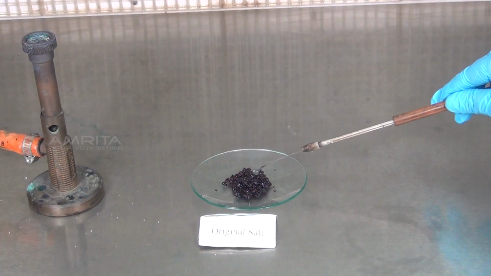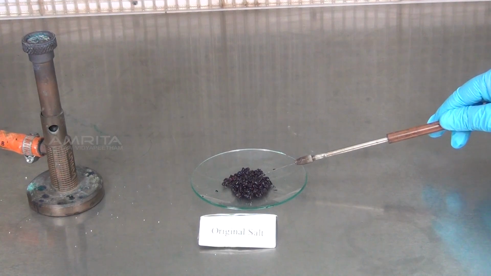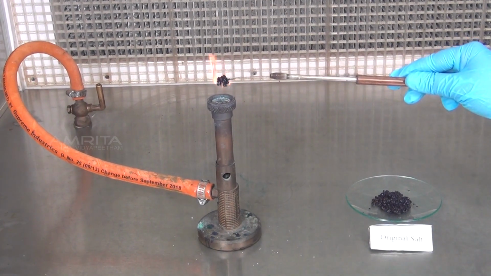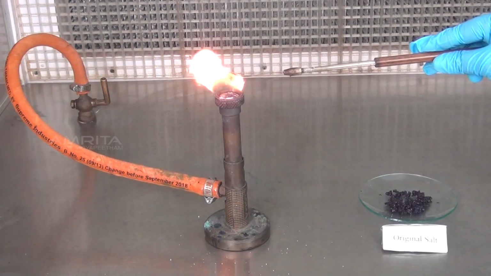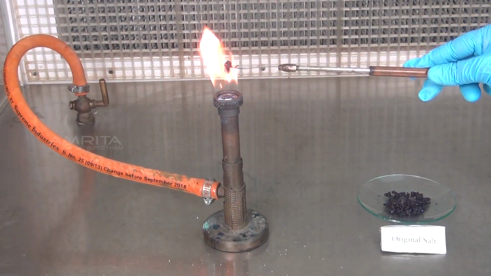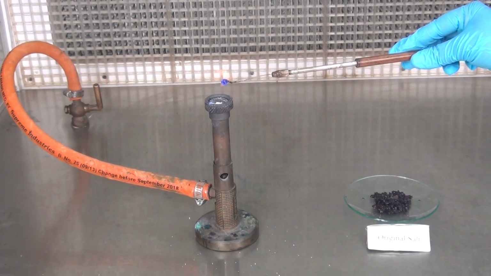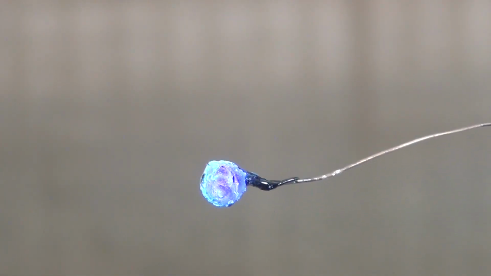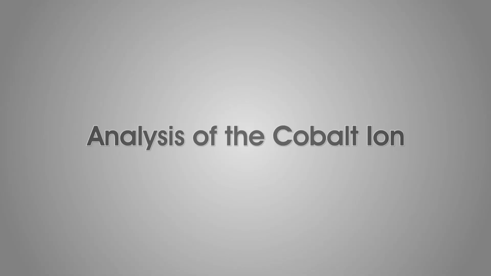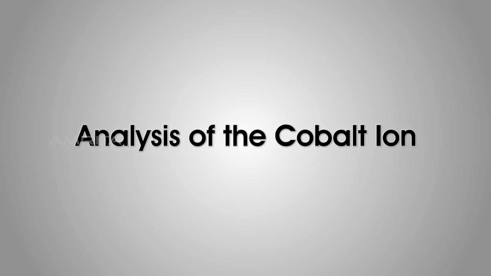Dip the hot bead in the watch glass containing salt. Heat it again either in the oxidizing flame or in the reducing flame of the Bunsen burner. In both flames, the color of the bead becomes deep blue in both the hotter and cooler flames. Next, we look at the analysis of the cobalt ion.